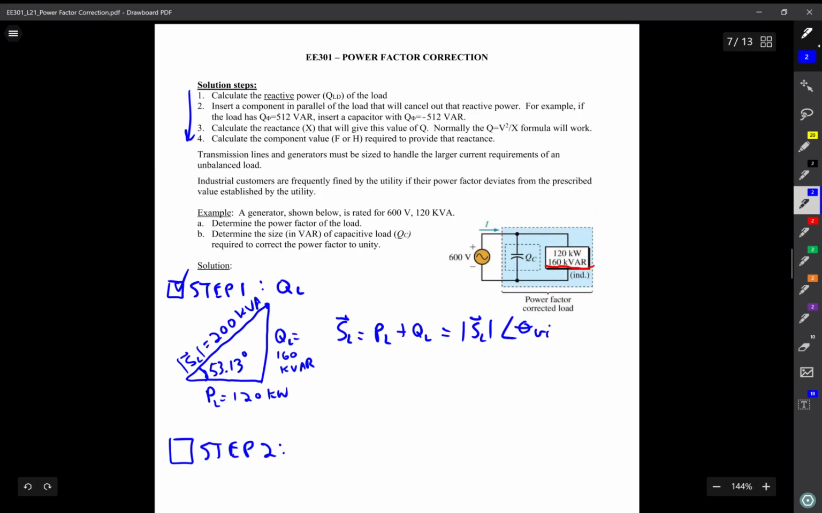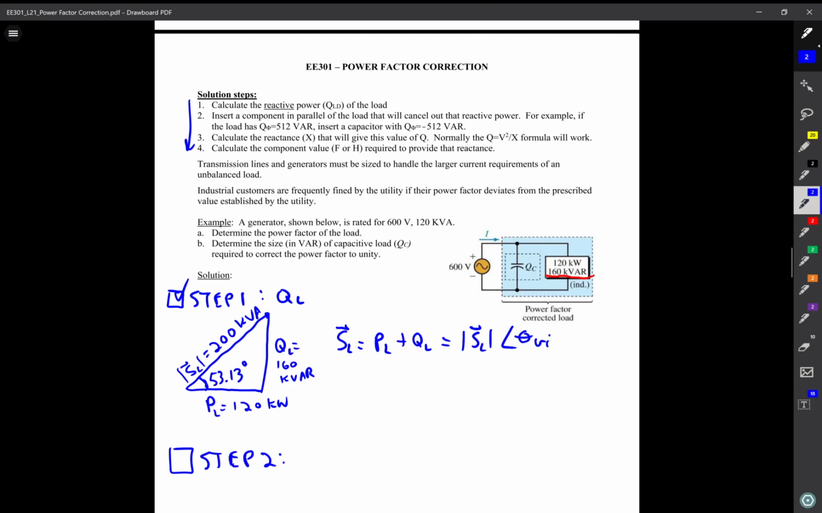Step two tells me to insert a component in parallel of the load that will cancel out the reactive power. Now notice here that my reactive power is inductive. That's what it tells me in the problem. So if my load is inductive, then I'm going to add a load that is opposite of the inductance, or capacitance. So I'm going to add to my load a capacitor in parallel with my total load. And I'm going to label that with a C, that's my capacitance.